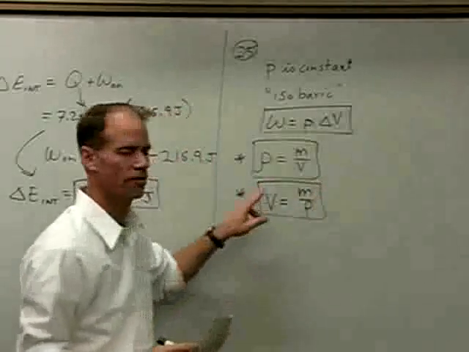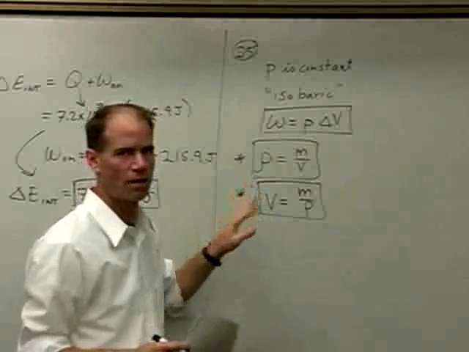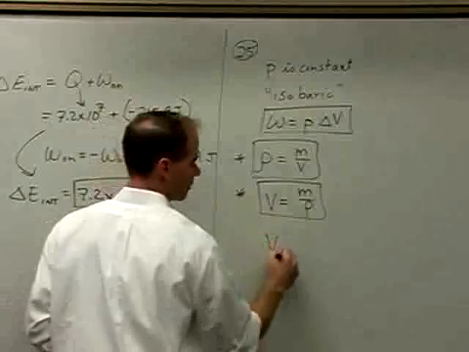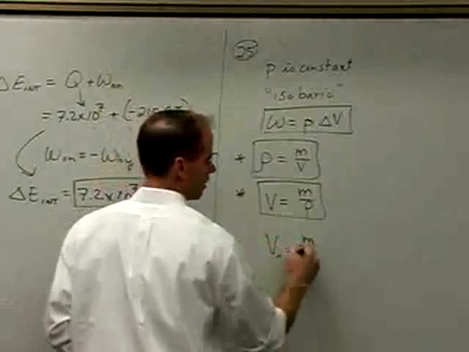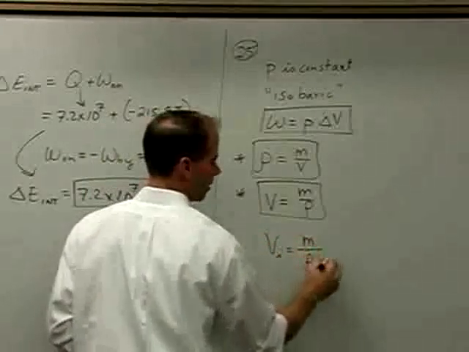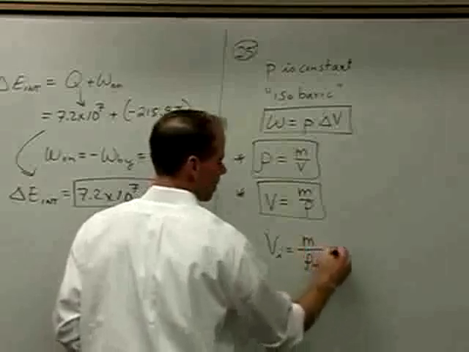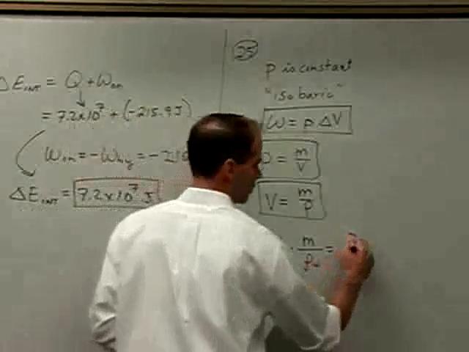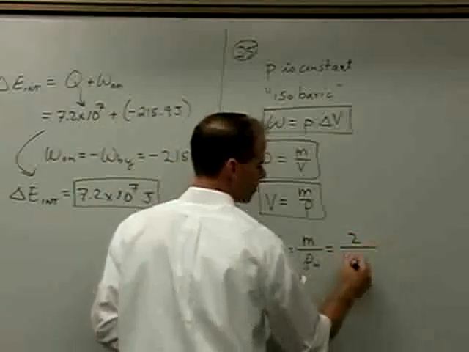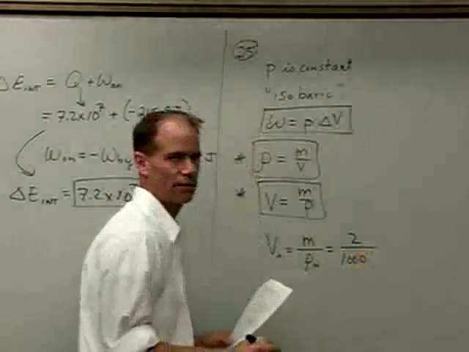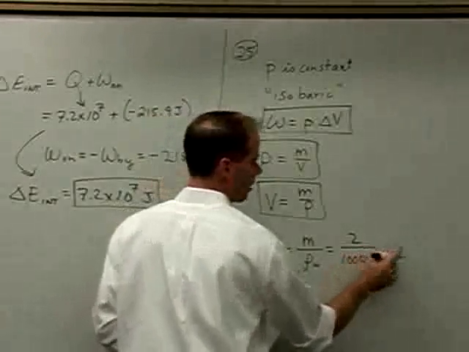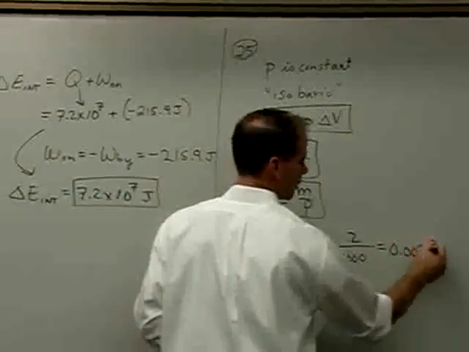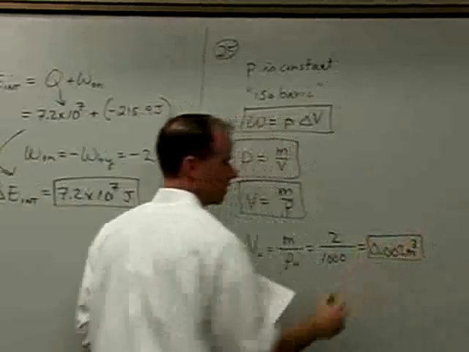And so the volume that we're going to start with is the volume of the water itself. So our initial volume will be the mass of the water divided by the density of the water. We're going to start with 2 kilograms, and the density of water is 1,000 kilograms per cubic meter, at least if it's pure water. So this would be 0.002 cubic meters, our initial volume.